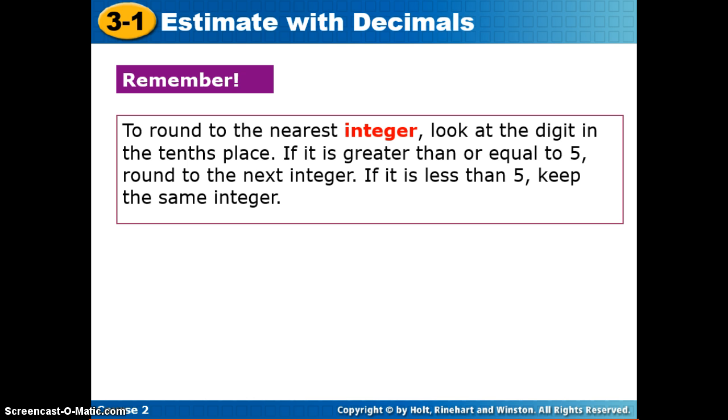Remember that as we start estimating and finding compatible numbers, we're rounding. And when we want to round to the nearest integer, we're going to look at the digit in the tenths place. If it is greater than or equal to 5, then we round to the next integer. We round up. If it is less than 5, then we keep that same integer.